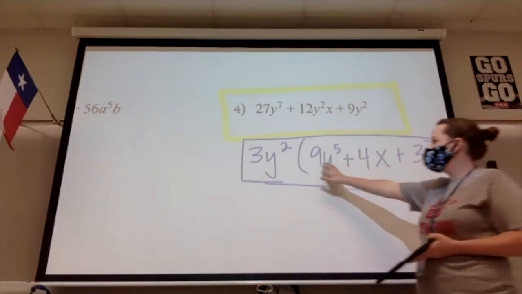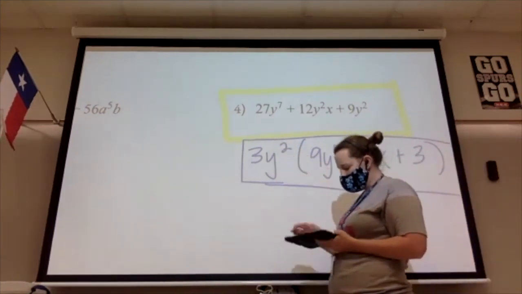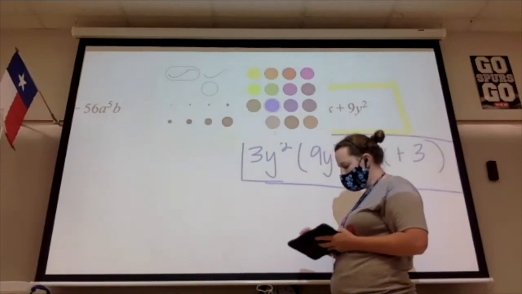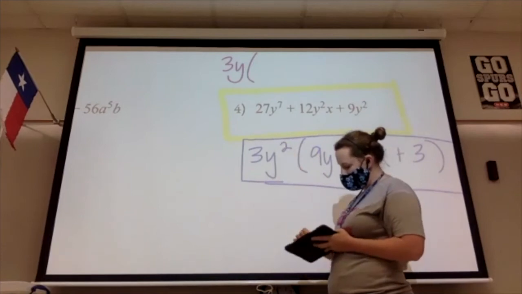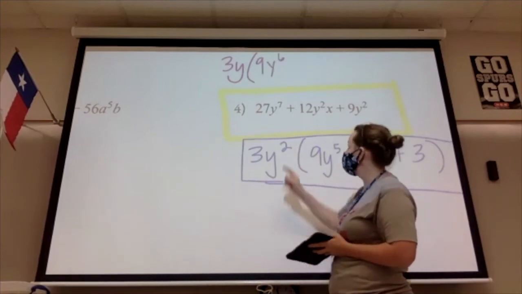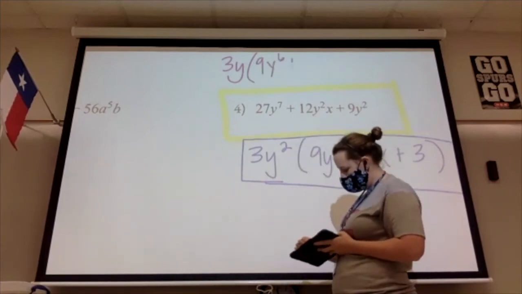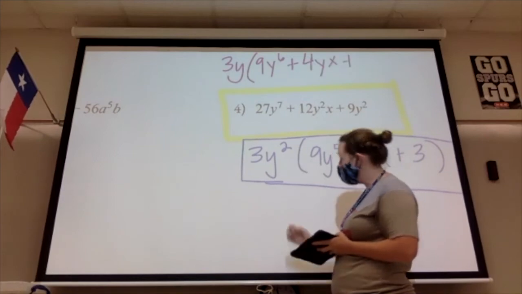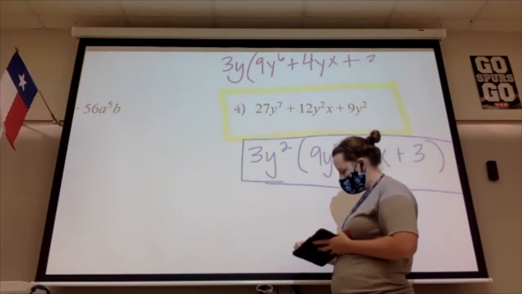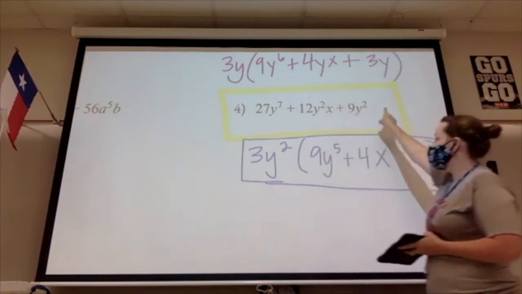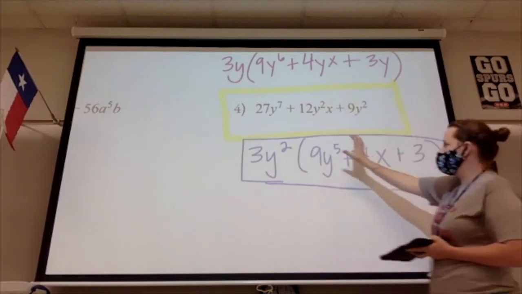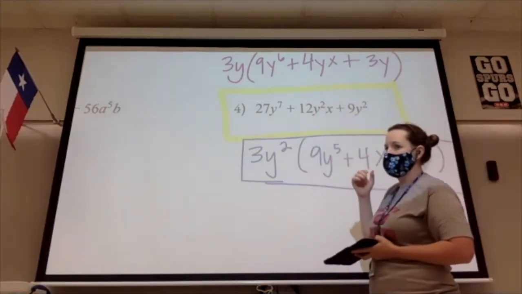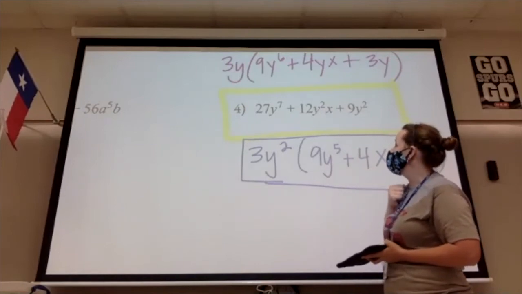Okay, let's say that you didn't think it needed to be squared. Let's say that you were like, oh yeah, 3y is going to be good. So then when I take out a 3y, I'm left with 9y to the 6th, plus 4yx plus 3y. Do I still have anything in common up there? Yeah. So that's why I say once you've taken something out, make sure that you have gotten everything. Make sure you got the greatest common factor.